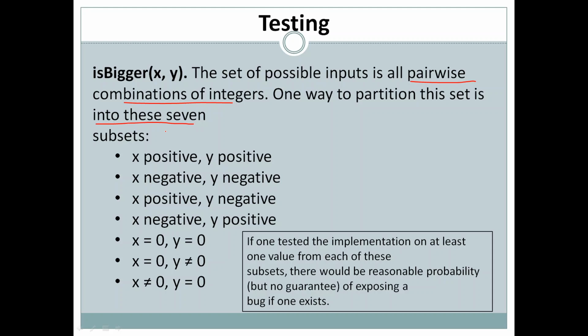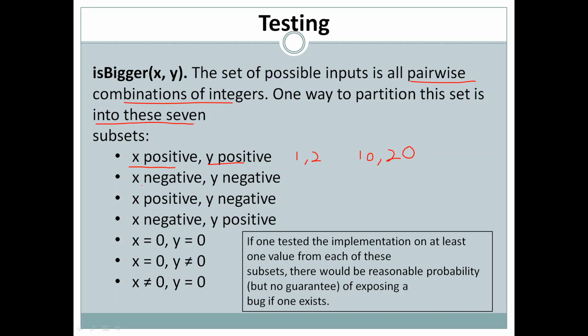You can see here we can divide it into subsets like x is positive and y is positive. So in the first case we may pass numbers like 1 and 2, or we may pass numbers like 10 and 20, that is, both are positive. We can test the function for positive values.